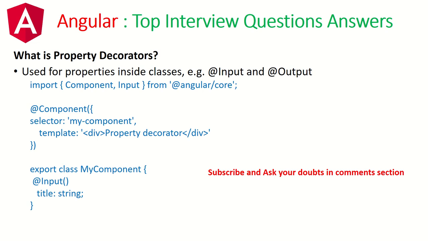Now similarly, they'll ask you what is a property decorator? A property decorator is used whenever inside the class you use properties like @Input, @Output. Those become part of property decorators inside the class. So @Component is the main class, and here you see it's a class decorator, whereas @Input is a property decorator.